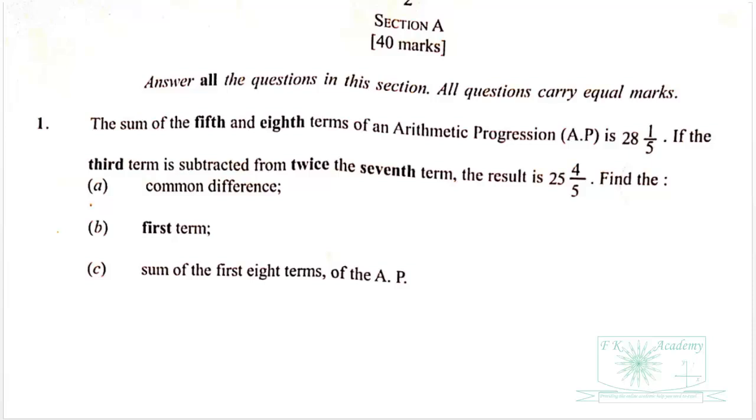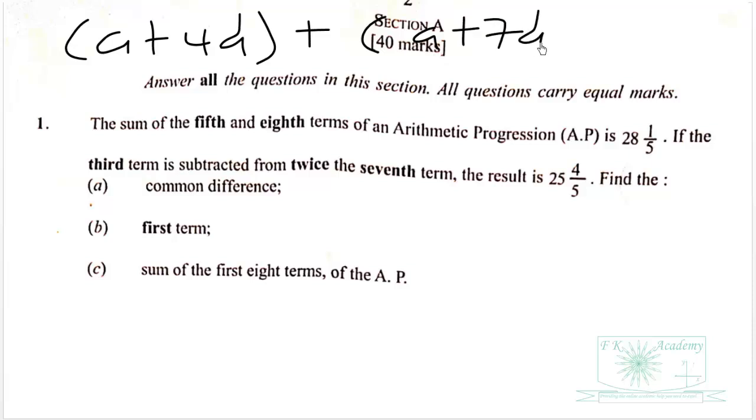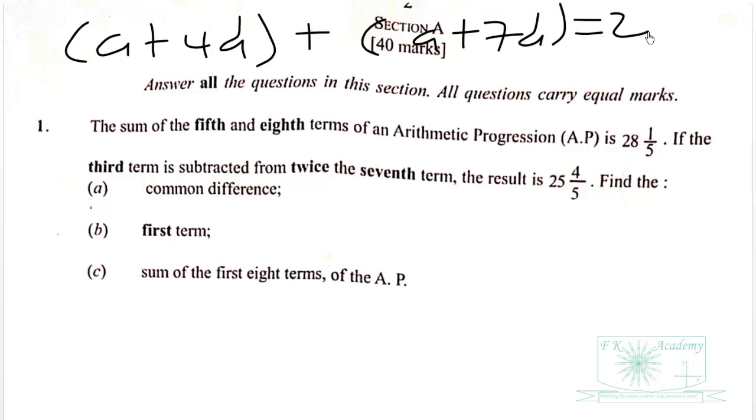The sum of the fifth and eighth terms of an arithmetic progression (AP) is 28 whole number 1 over 5. If the third term is subtracted from twice the seventh term, the result is 25 whole number 4 over 5. Find the common difference. So we know the first equation will be given by a plus 4d, which is the fifth term, and the eighth term will be a plus 7d, and that will be equal to 28 whole number 1 over 5.